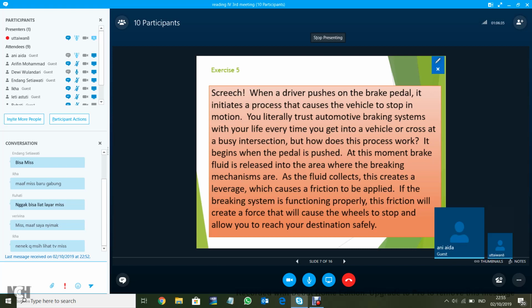If you want to say this in Bahasa, how do you say? Tahu nggak break? Apa itu break? Rem kan? So basically, it explains how braking system works, right? How braking system works in a vehicle.